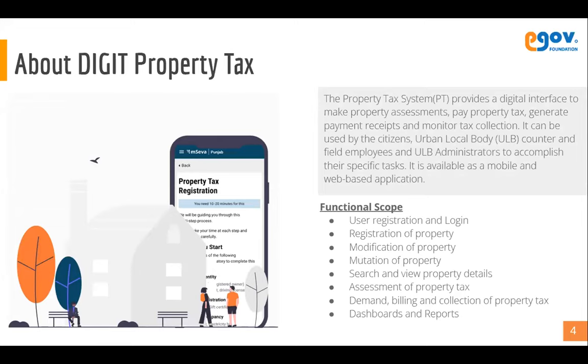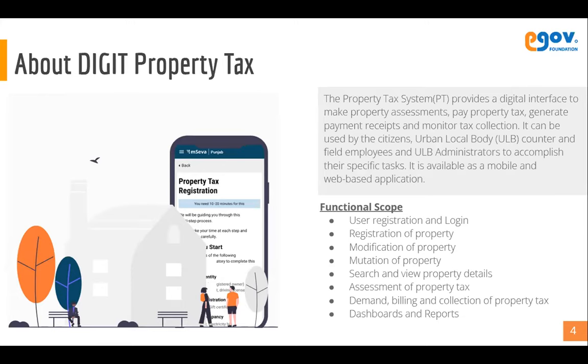Now, coming to DIGIT property tax, what exactly is in the functional scope? It has user registration and login. Then the addition of a new property which is constructed but not yet registered with the municipal record. Then modification of a property already registered with the municipal record but needing modifications because there is a new construction or a change in usage or anything else which causes a change in the tax amount.